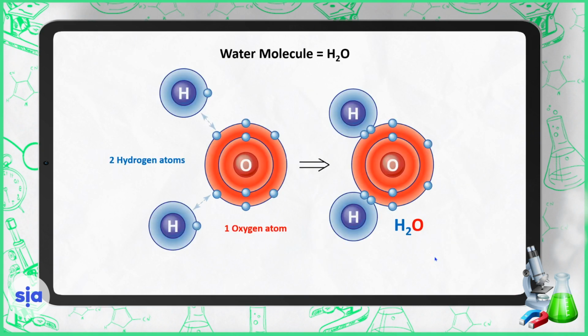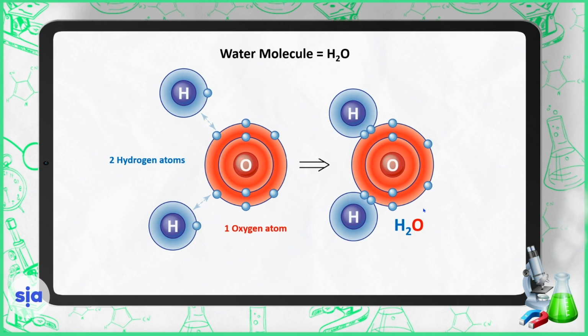Look at this water molecule. We write the water molecule as H2O, with 2 hydrogen atoms and only 1 oxygen atom. What will happen is that each hydrogen atom will share its single electron with the oxygen atom, and the oxygen atom will share 1 electron from its outer orbit with each hydrogen atom.